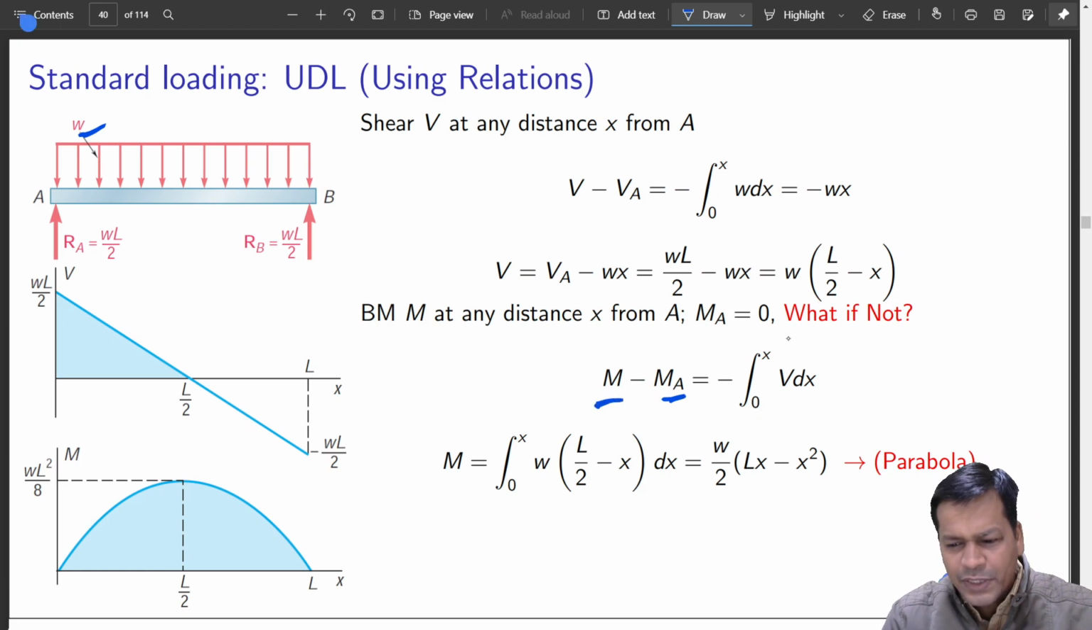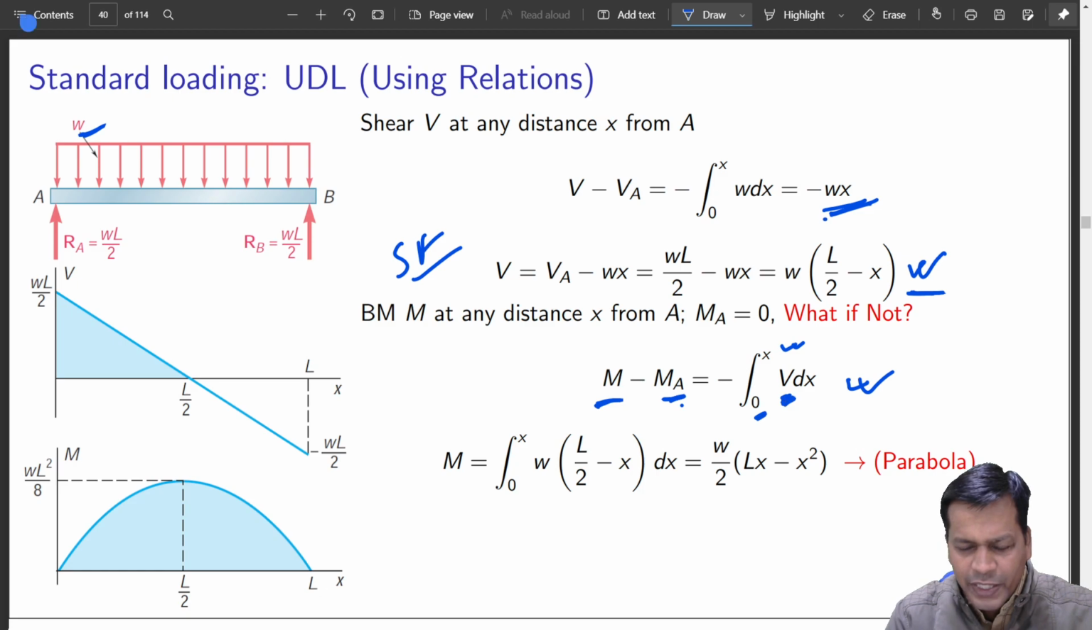So M itself is at a distance x; at A it will be equal to 0, that is at a distance 0, with a negative sign. V is a function of x that we have seen just now. As we have said, we can directly integrate twice and we'll get that. Instead, we go gradually so that we get shear force in between, and then we integrate it once again. So integrating this, I'll substitute this to this place.